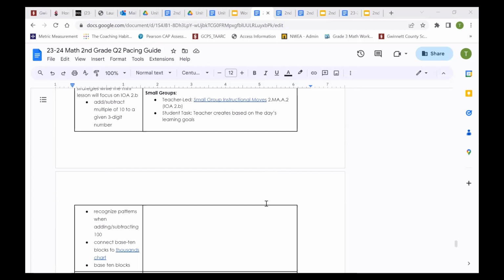Like earlier in the quarter, students will correlate base 10 blocks to a representational strategy. In the suggested lessons, notice a connection between base 10 blocks and thousands charts. Refer to the Analyzing the Standards document for AKS 2, IOA 2B to see an example of how to use a thousands chart.